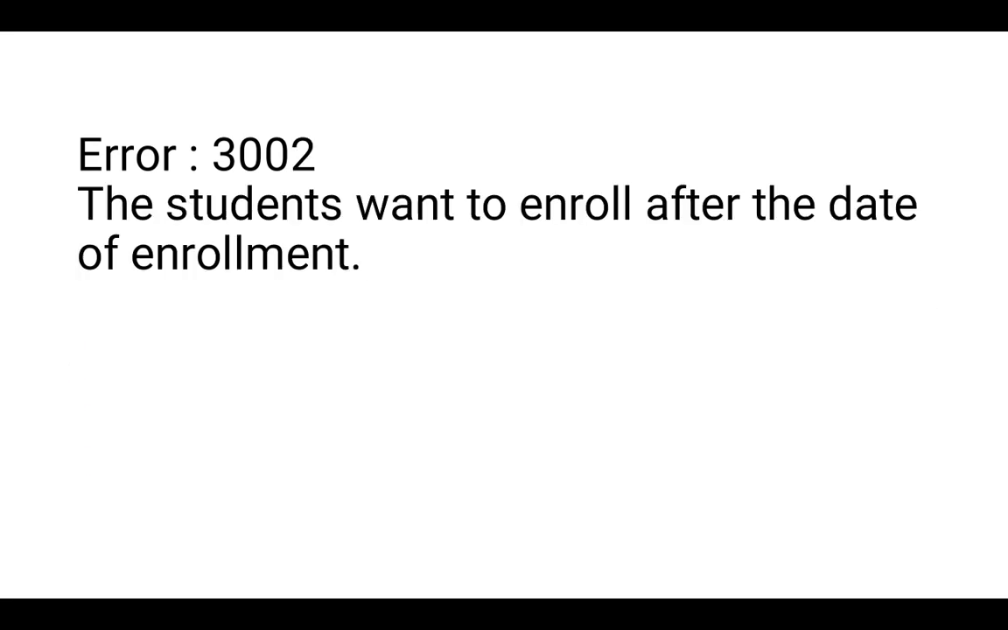The first one is error 3001. If you see this while you are doing the registration, that means late enrollment, which means that you did not enroll in time. For semester 1 2021, the enrollment is from the 20th of July to the 5th of August. If you are later than that, you will see this error message. Let's move on to the next error, error 3002. The student wants to enroll after the date of enrollment, so it's in relation to the previously mentioned code, 3001.